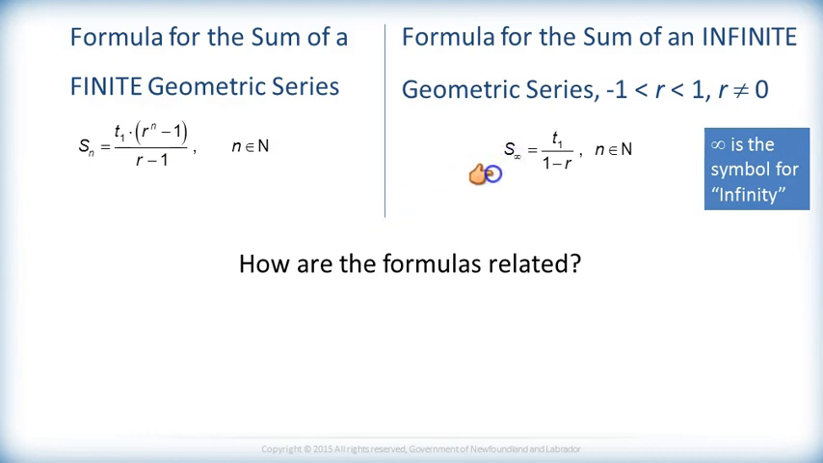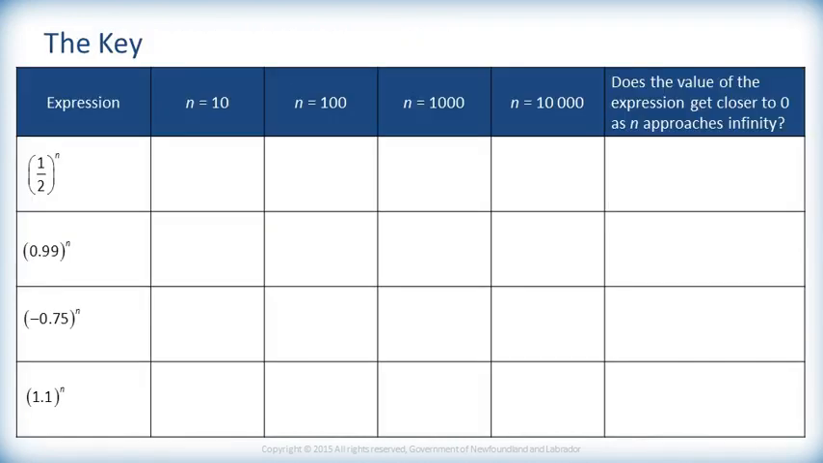Now let's compare these two formulas. This one has r to the n minus 1. This one just has the T1, the term 1. This one has r minus 1 down here. This one has 1 minus r. So there's some similarities there, but not quite the same. Something's missing and something's changed around. How are they related? Let's see. You should take out your calculator and do some of these calculations.